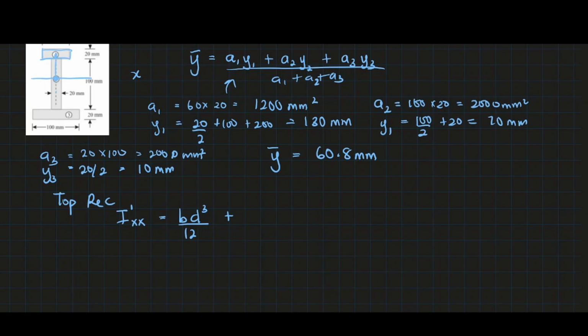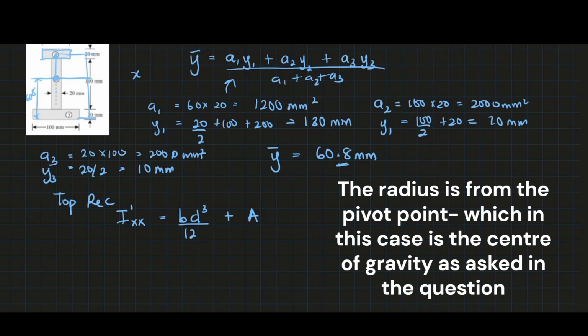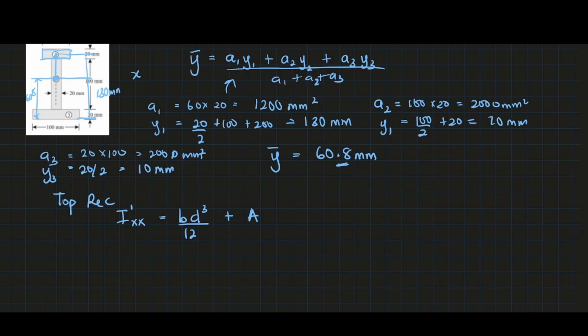So from this point to its own center, that would be the area of the shape times that radius or height, as you please. To get this, we know that from the center of gravity down it is 60.8, as we got before, and we know that from this center down it is 130 mm. So to get from here to here, we simply do 130 minus 60.8, squared.